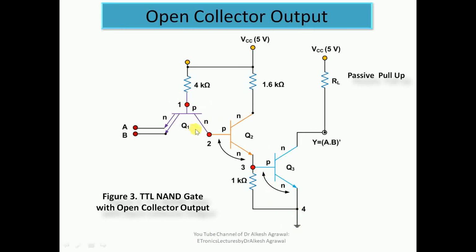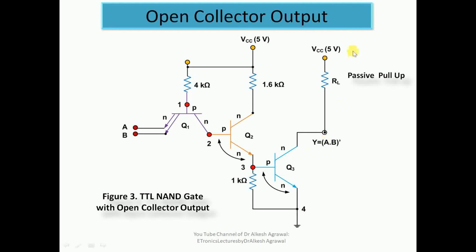Here you can see transistor Q1 is connected through the base to the supply, whereas transistors Q2 and Q3 are connected to the supply through the collector. So Q1, Q2, Q3 are connected as shown. Here the output of Q3 is open, which is connected to a load resistor RL. This configuration is called passive pull-up. Here we have two emitter terminals for two inputs A and B.